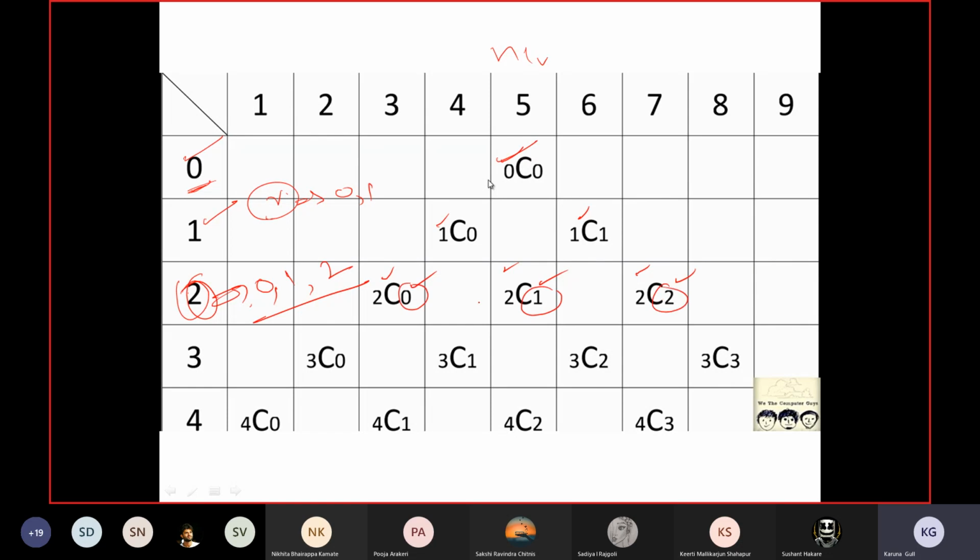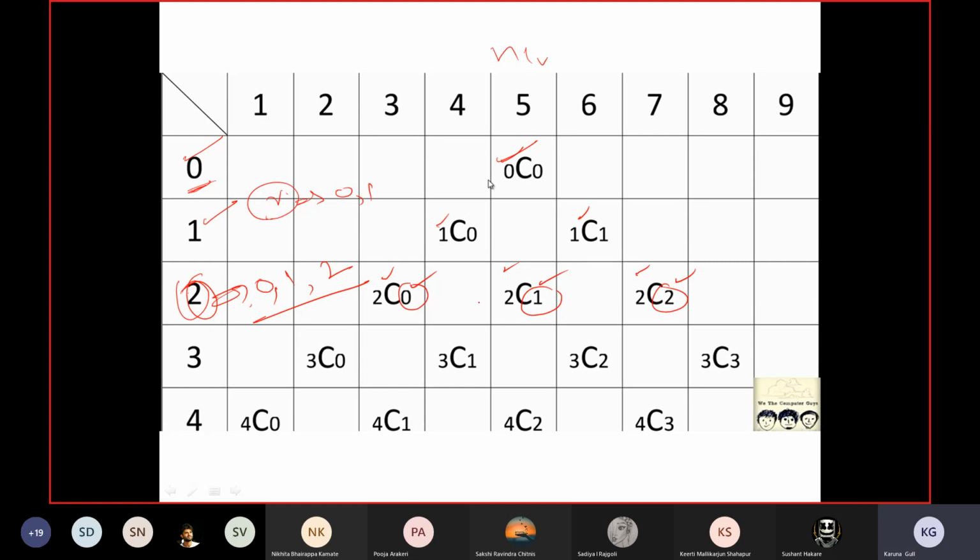Is this okay? Only the r value is changing, the n value is remaining the same. Whichever row you are standing on, that value will be the n value. If you are standing on the 0th row, the value of n will be 0 itself. And r is going to change from 0 up to whatever row you are standing on.